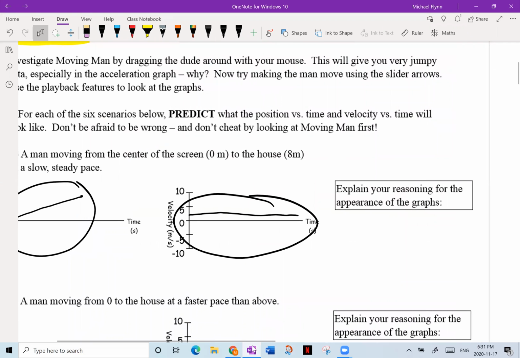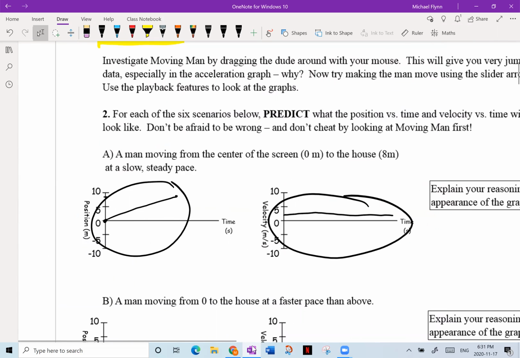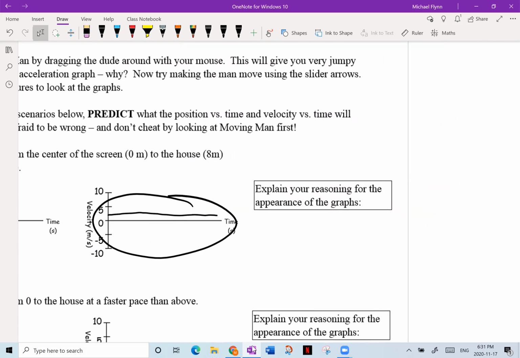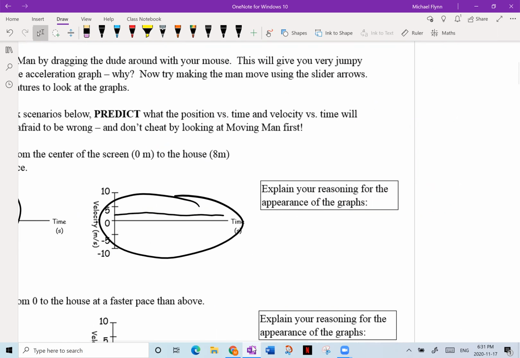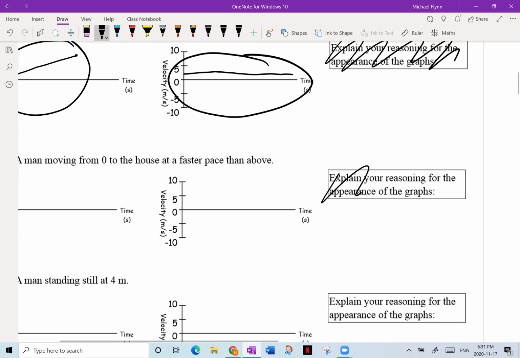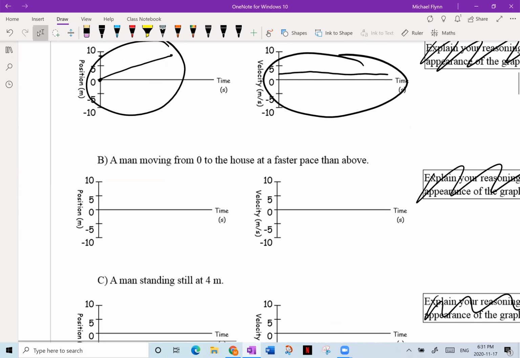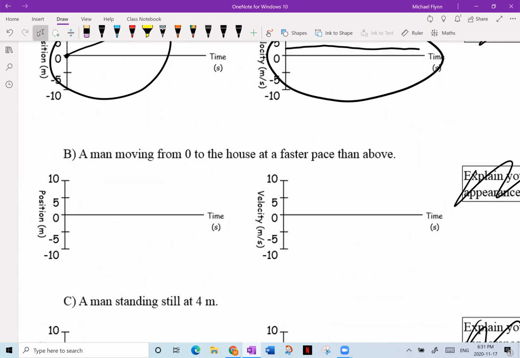It says here, explain your reasoning for the appearance of the graphs. Well, with a uniform velocity, they both should be straight. You can explain it. To be honest with you, let's cut out the explain questions. That's just annoying. I just want to see that you can do it. I don't really care if you can explain it. I hope you could explain it to your own self so that you can do this.